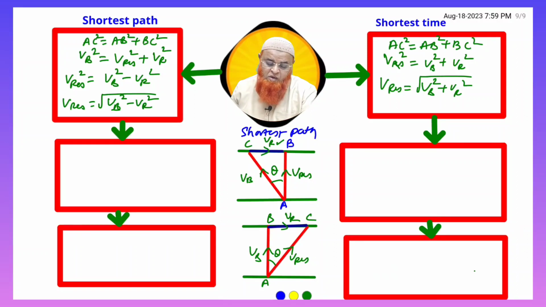Okay. So now we got the resultant velocity. We have to find out the direction now. So how are you going to find out the direction in the case of shortest path?